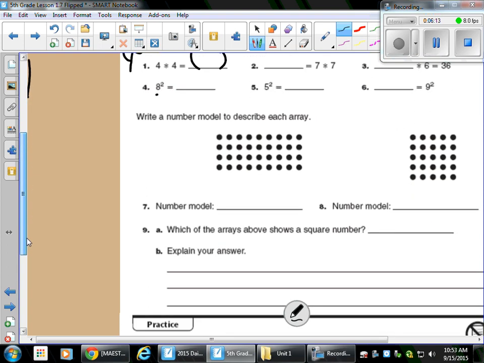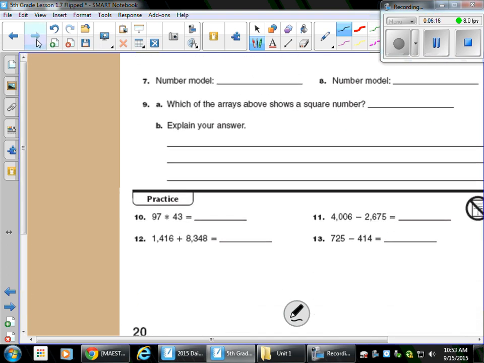You solving the rest of this? Perfect. All right, good luck with your square numbers today.